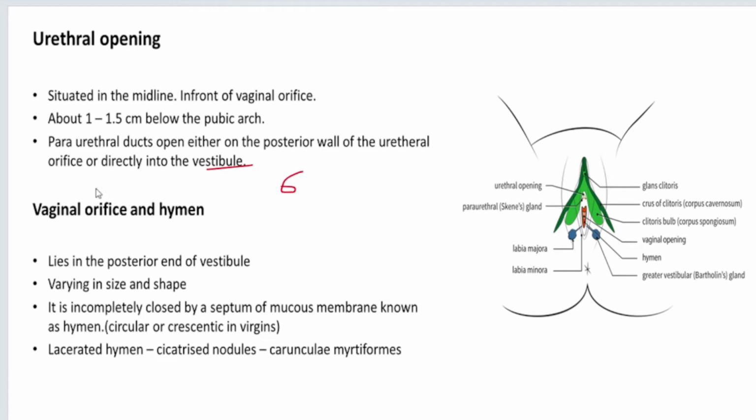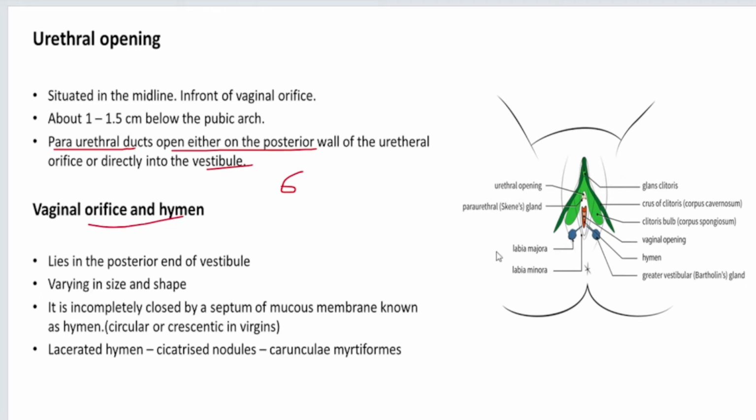Please remember, don't get confused. The urethral opening is just in the midline and in front of the vaginal orifice, and it is 1 to 1.5 centimeters below the pubic arch. As I mentioned earlier, paraurethral ducts open either on the posterior wall of the urethral orifice or directly into the vestibule. The next one is the vaginal orifice and hymen.